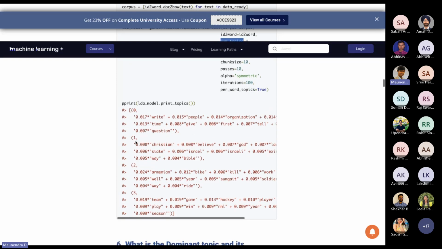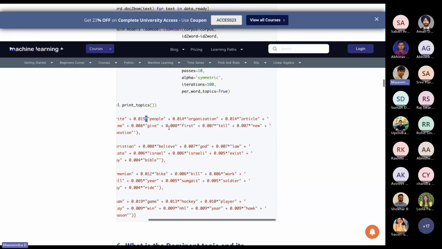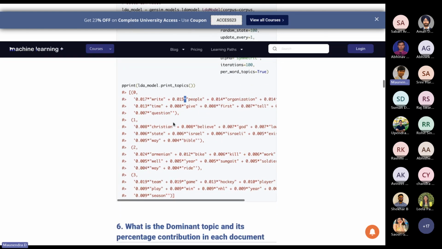So there is 0, 1, 2, 3. And for topic 0, the word "right" got the highest probability, 0.017. Topic people, 0.015. Organization, 0.014, and so on. So these are the top few it printed. Typically that is a configurable parameter in all these calls, how many we want to print.